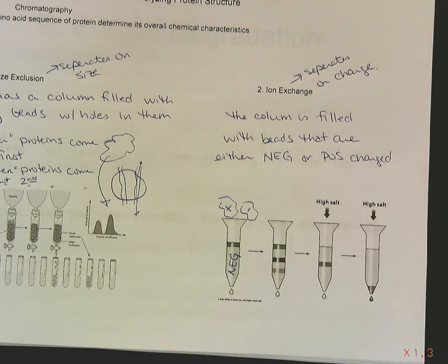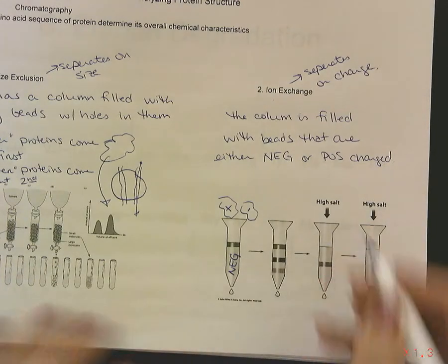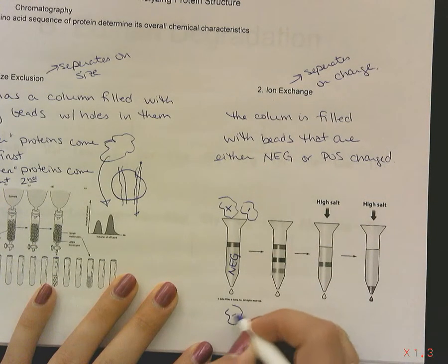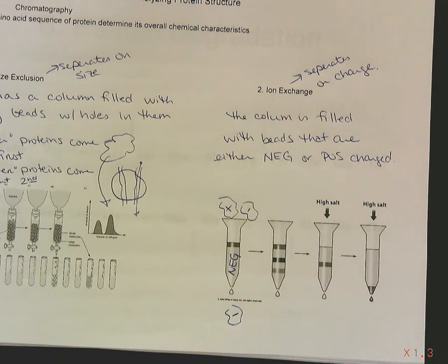Which one will come out first? The negative is going to come out first because it hates being in that column, because everybody else is negative. So it's going to zip on through as fast as possible. The first thing to come out would be my negative. What's happening to that positively charged one? It's hanging out with everybody. It's taking its sweet time because it's having a great time hanging out with the negative column.